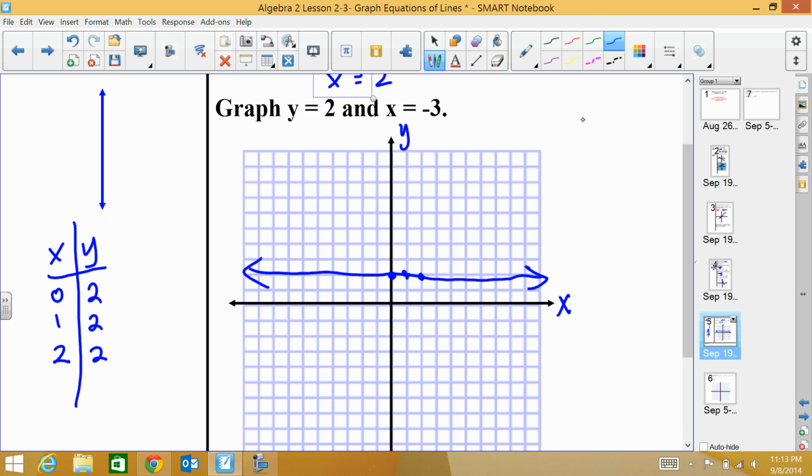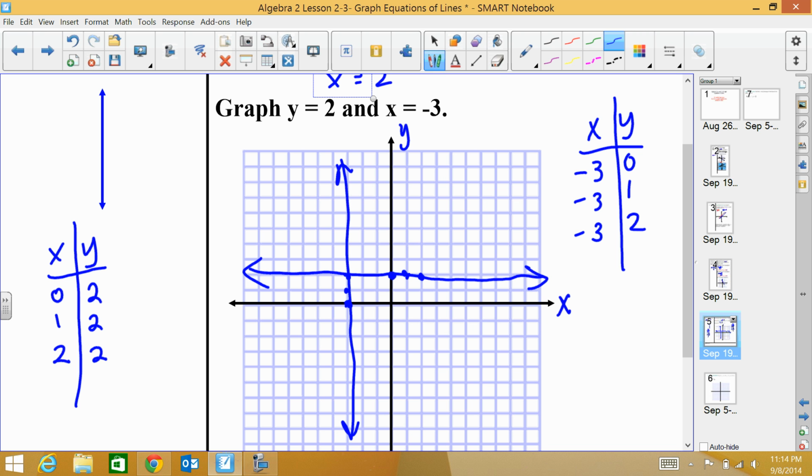So if I want to do x equals negative 3, x is always equal to negative 3, and this time I'm going to make up my y values. So if I go to the x-axis at negative 3, that would be over here, and I should be able to graph these points, and I should see that it makes a vertical line, because x equals is for vertical lines. So I have (-3, 0), (-3, 1), and (-3, 2). And there you go. They make a vertical line.